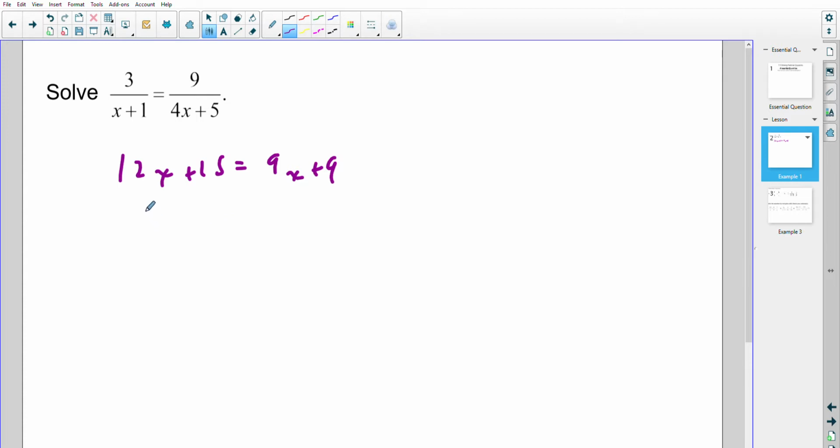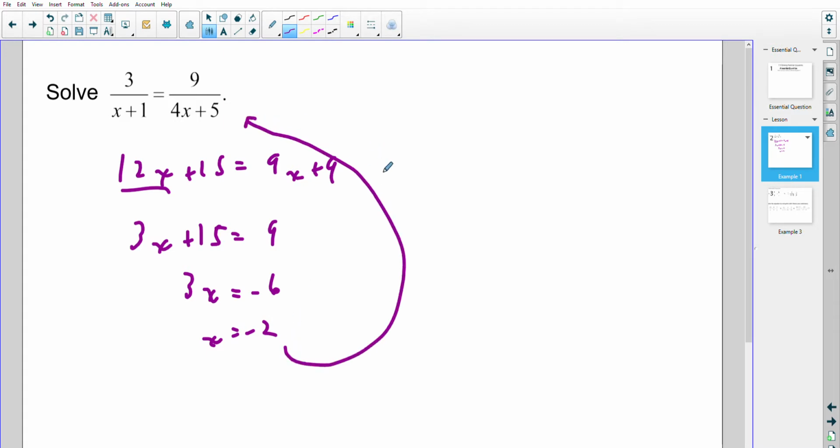Get your x's on the same side. There's the bigger one. 3x plus 15 equals 9. And try to solve for that x. After you're done, you check your answer, just a good habit, and see if the left side equals the right.